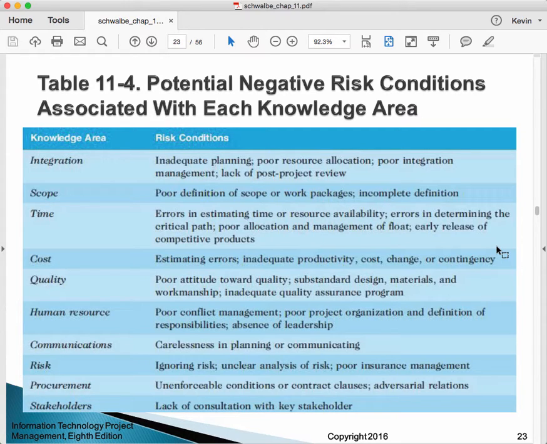So here's a table from the textbook, 11-4, in which we go through each of the knowledge areas and come up with a list of potential negative risk conditions associated with each of the knowledge areas. And you can use this kind of a list as a checklist when you're trying to think through your risk plan.